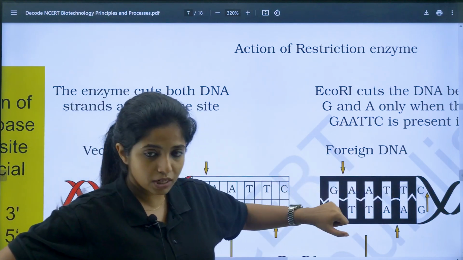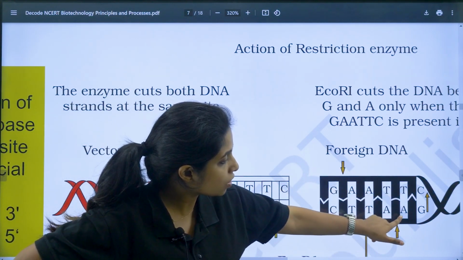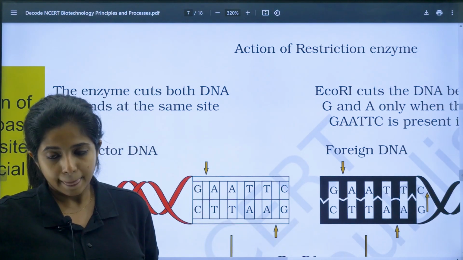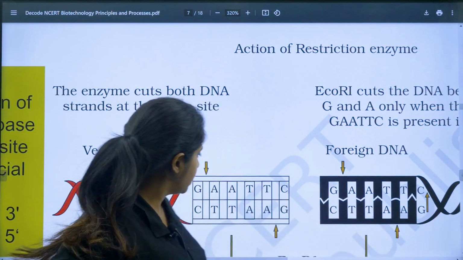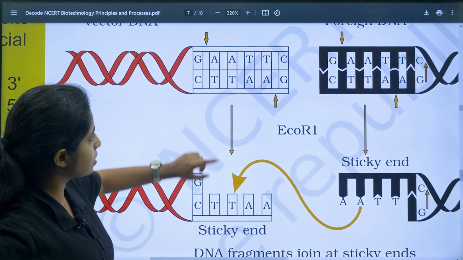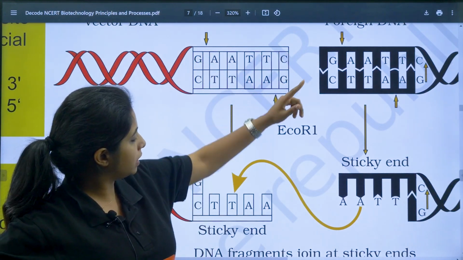Suppose there is one more DNA strand, which also has the same sequence. I make a cut between G and A. Here also I make a cut between G and A, my dear children. I think it is mismatched, the arrow should be here. Anyways, so they made the cut. Now it will look like this. They cut this, so it got removed. They cut this, so this portion got removed.